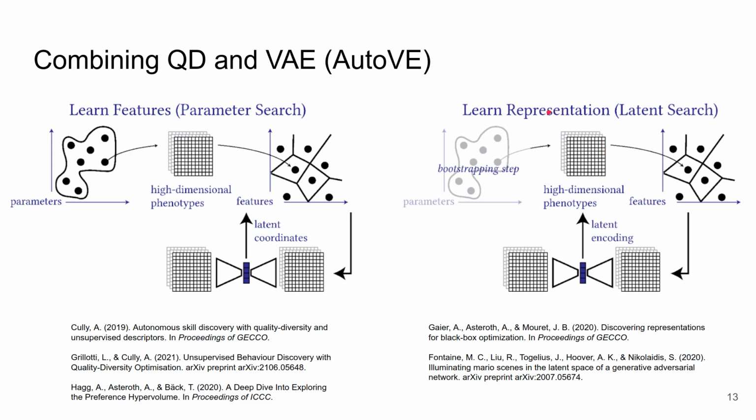So, of course, here the problem is, where do you start? You need to train the VAE with something to produce some results. So we need some kind of bootstrapping. This is done by Gaier and Fontaine. They use similar mechanisms to learn a representation.